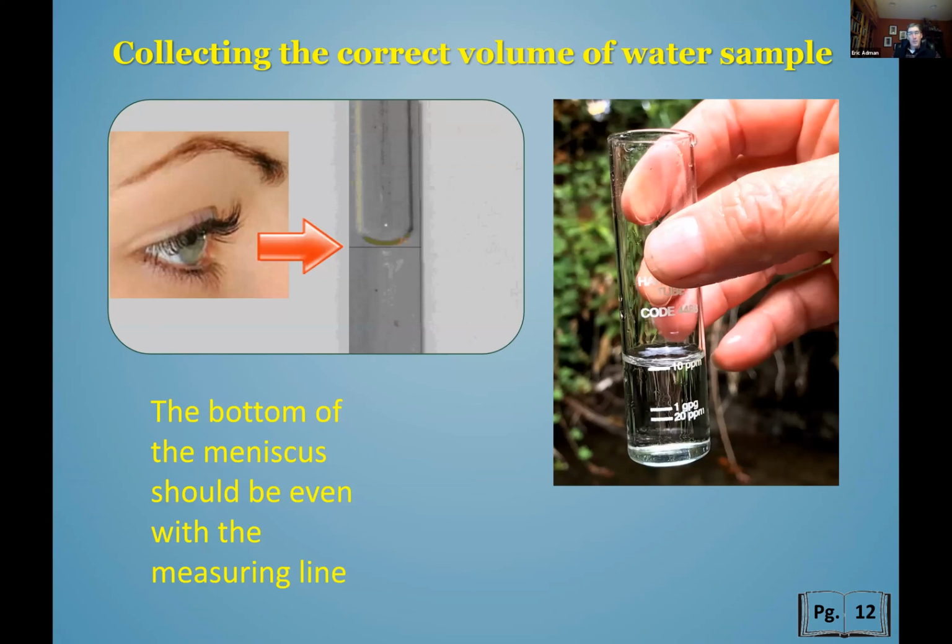Another principle is that there's this thing called a meniscus. If you fill a tube of water and look at it from the side, you'll notice that there's a little bit of a curvature to the water. That's due to surface tension as it moves up the side of that vessel. What we're looking for is the bottom of the meniscus to be even with the measuring line. So when they say fill it to the 10 parts per million line, that's what you're looking for, to be filled to that point.